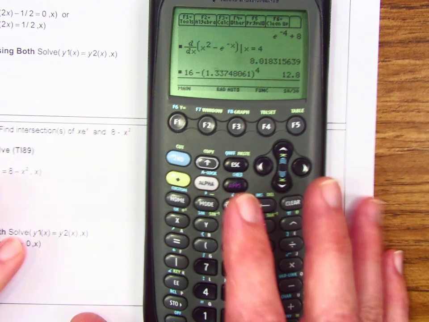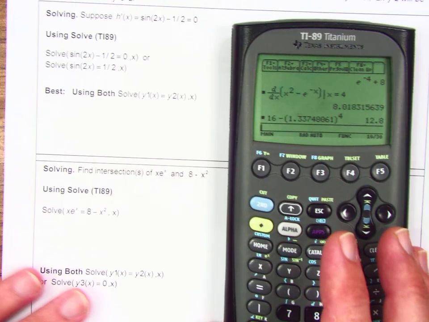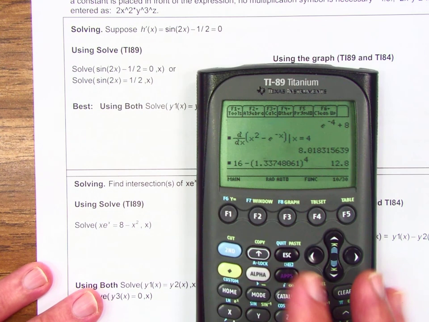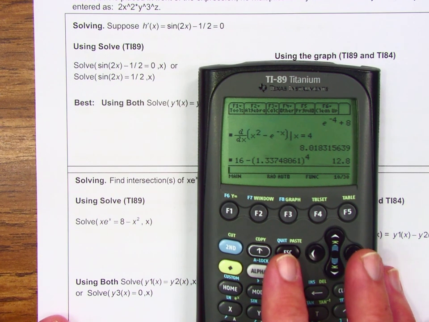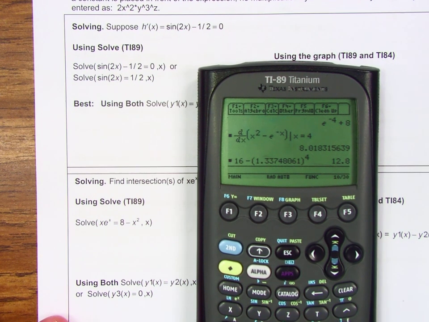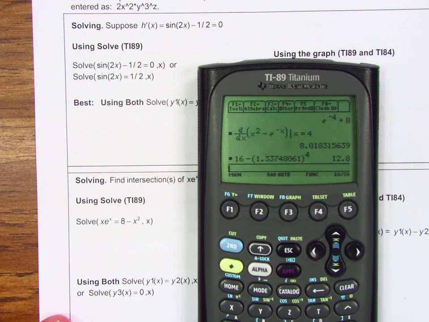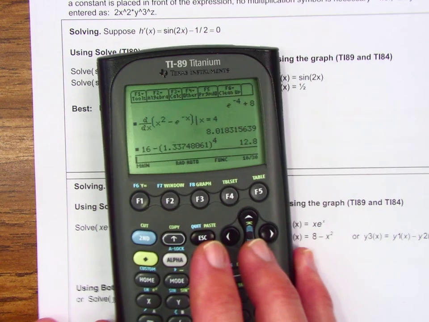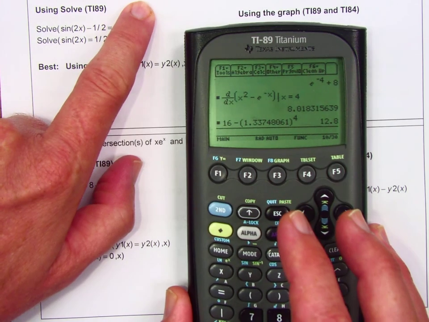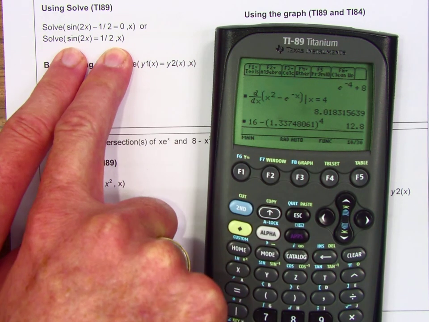A couple things we're going to make sure you know how to do are solving with the solve button and solving with the graph. Solving with the solve button is great, except when it's a periodic function like the sine. Solving has become many people's default, but there are times when you really need the graph version. I'm going to do the graph version first. It could be that these two are equal to each other.